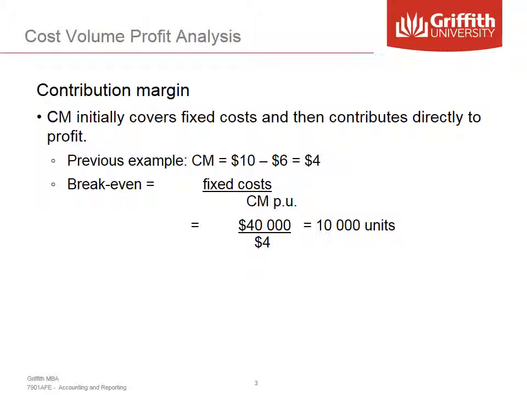So that's doing exactly the same logically as we did before, except this time we're using the contribution margin, which we can calculate as being $4. That's the selling price of 10 minus the variable costs of 6, leaving a contribution margin of $4. So what we're asking is, in order to cover the fixed costs, how many of those contribution margins do we need?